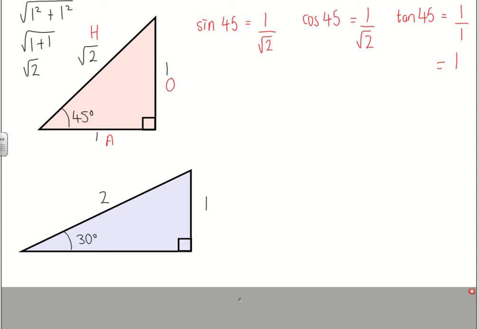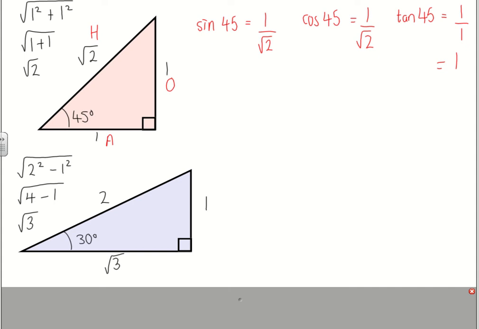So using Pythagoras, and it's taking away Pythagoras this time, it'll be the square root of 2 squared take away 1 squared, which is the square root of 4 take away 1, which is the square root of 3. So root 3 goes there. Now root 3 is bigger than 1, not by much, but it is bigger than 1.